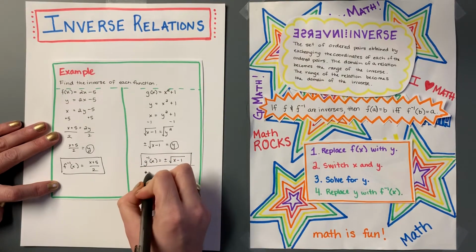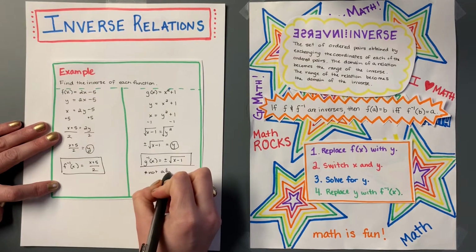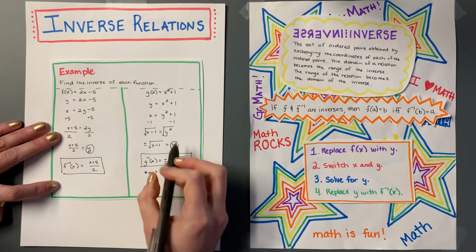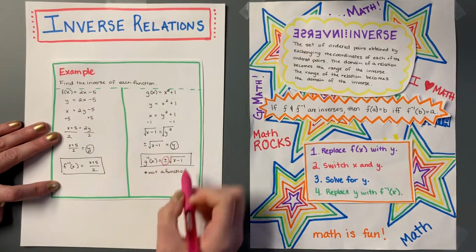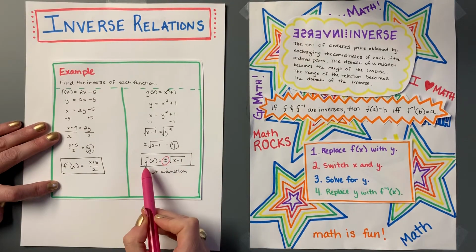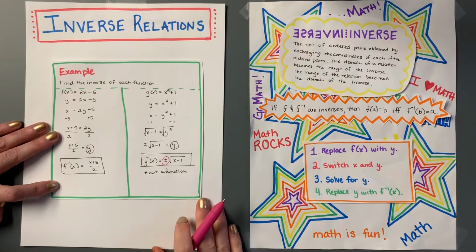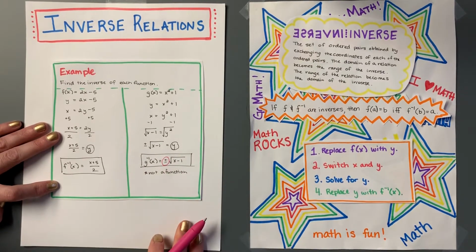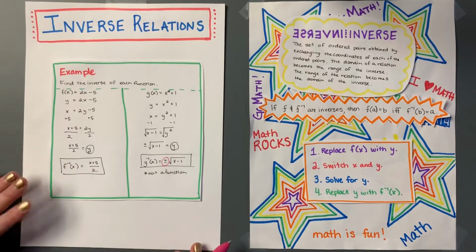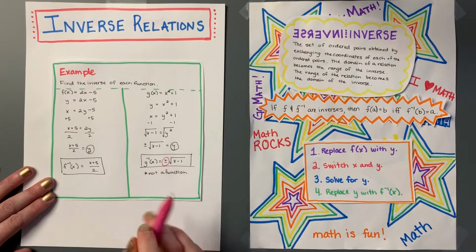And I want you to note that this is not a function. This plus or minus here means that for each x value, we have two y values. This is something we want to keep in mind as we're going to start looking at and graphing square root functions in the coming lessons. So we want to make sure that we keep that in mind.